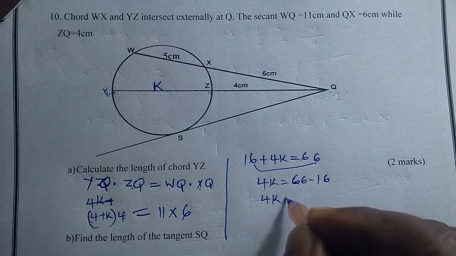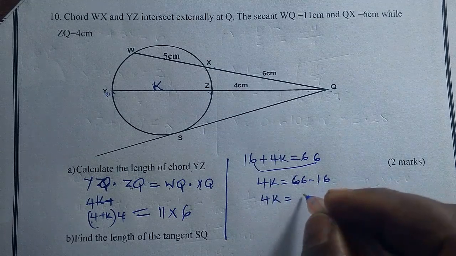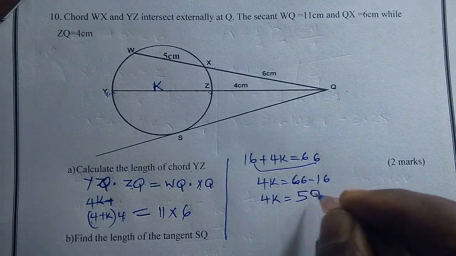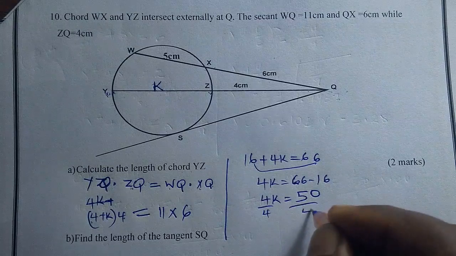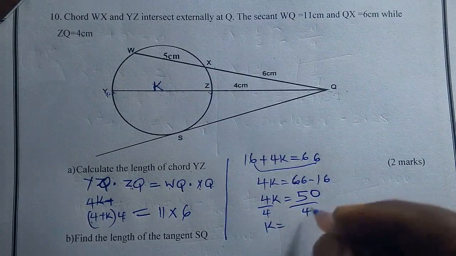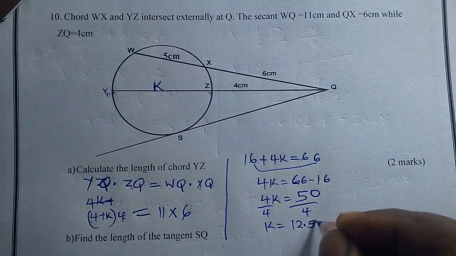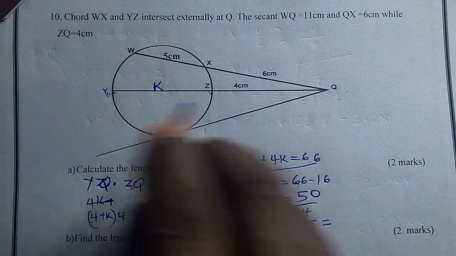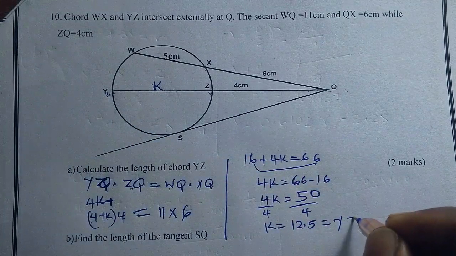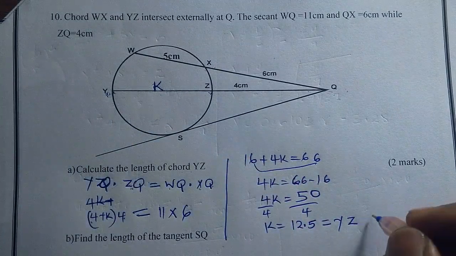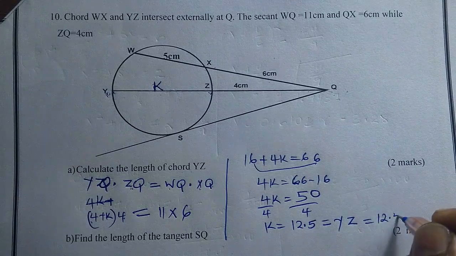4K is equal to 50. So you divide by 4, so K is equal to 12.5. But K, we had given that is YQ, so YZ is equal to 12.5 plus 4, which is 16.5 centimeters.